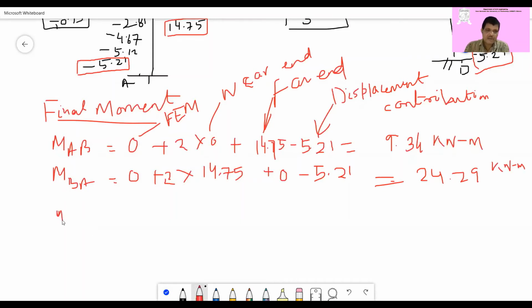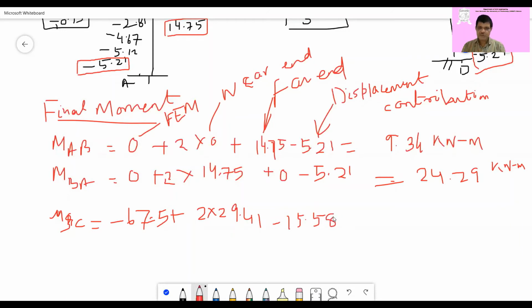I'll look up MBC, sorry, MBC will be equal to minus 67.5 is the fixed end moment plus 2 times near end moment 29.41, minus 15.58 is the far end moment, plus 0 is the displacement contribution. For beams, there is no displacement contribution. The displacement contribution is only for the columns. So it becomes minus 24.26. Now you see these values are nearly equal, so the calculations are correct. There will be a slight change because we are not converging these values.